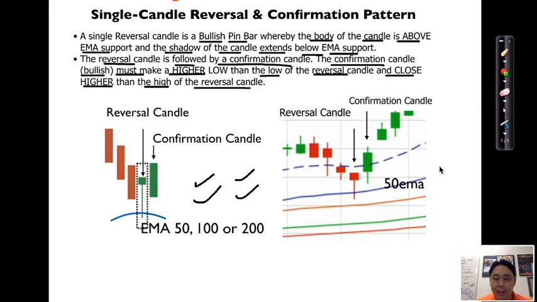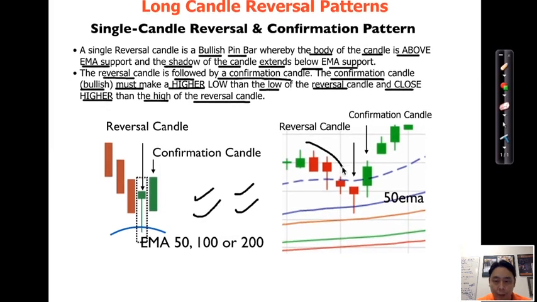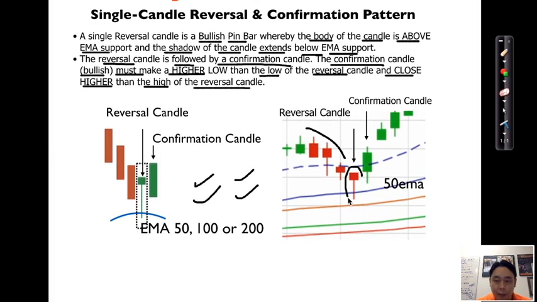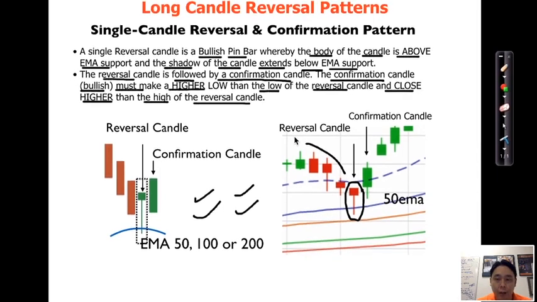So let's take a look at this example over here, right? So price goes down. There we are. That's our single candle reversal pattern, which is a bullish pin bar.